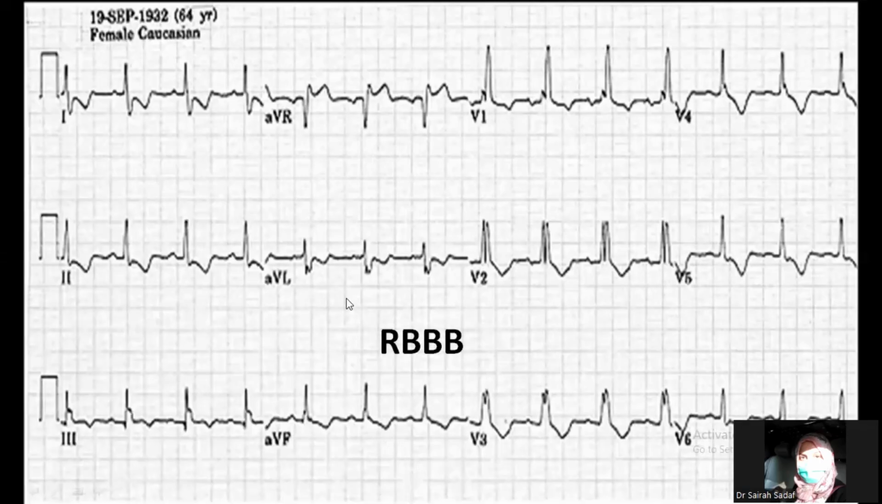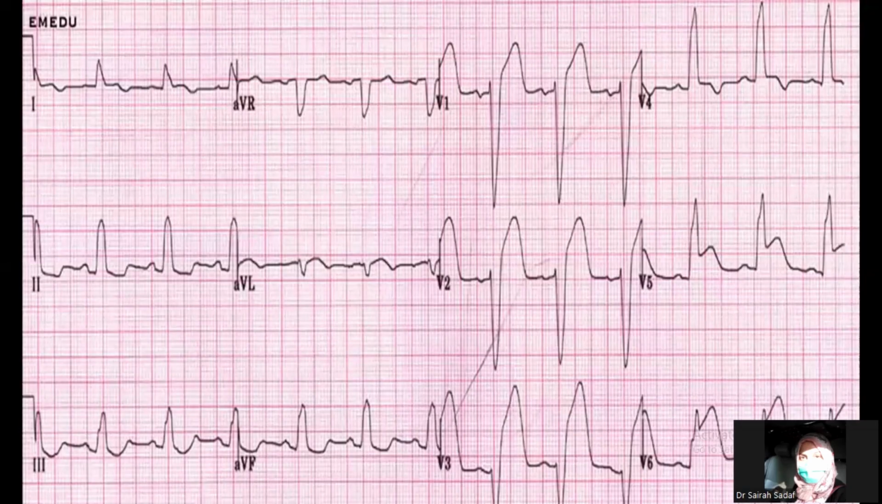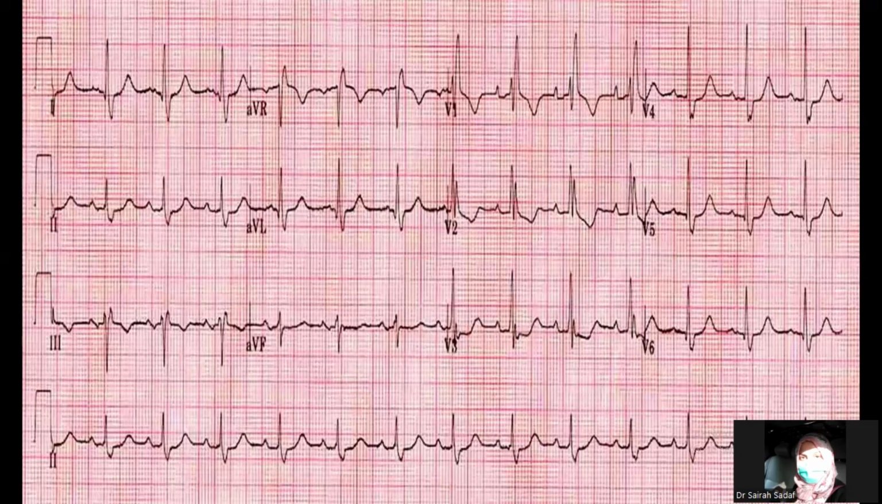You're getting it right. Okay, what is this one? This is V1, this is V6. Well done, everyone has become quick. Good. This is LBB. What is this? This one has MI along with it. Okay, now tell me. Otherwise you will not understand. This is LBB, because it is LBB with MI. You have to look for the QRS complex duration if you are not sure. Okay?